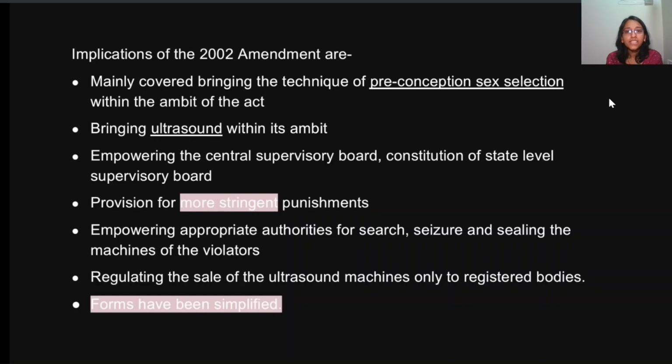It also regulates the sale of ultrasound machines only to the registered bodies, and even the forms which you have to fill, I think all the residents know what is form F, form G, etc. So all the forms which were under this act were simplified in the 2002 amendment.